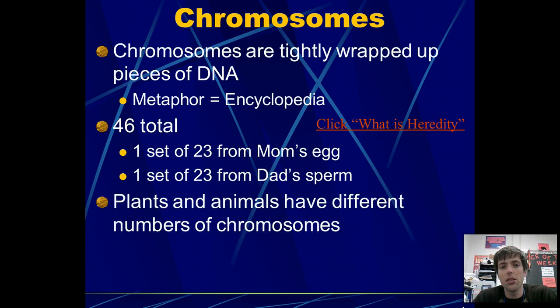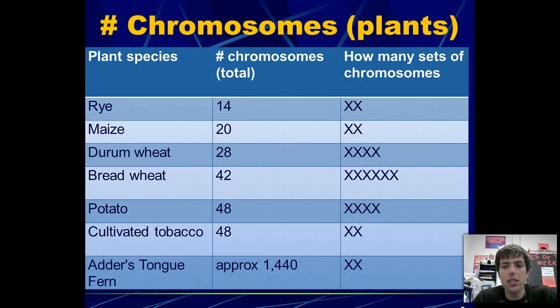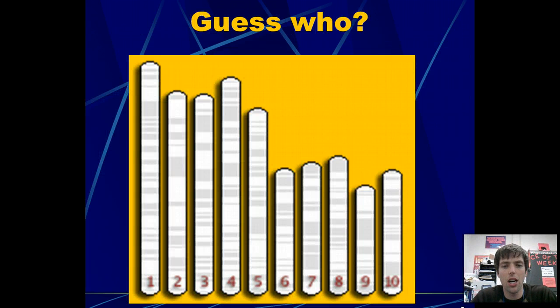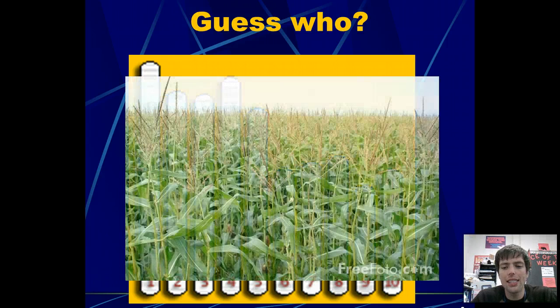Now, plants and animals don't have the exact same number of chromosomes as we do. You can see in this table that plants might have more or they might have less than us. Here's a picture of corn. It has 10 chromosomes from its mom and 10 chromosomes from its dad.